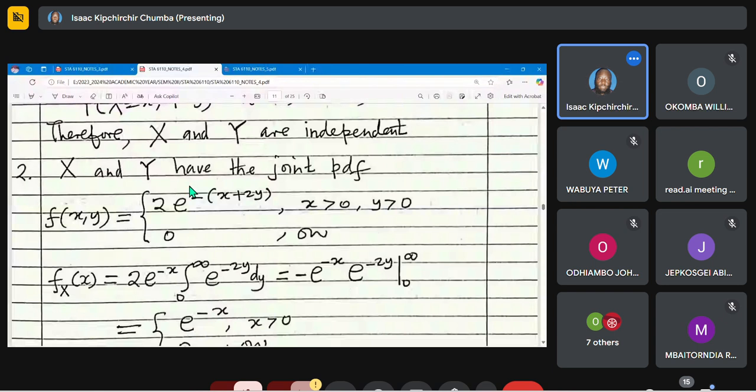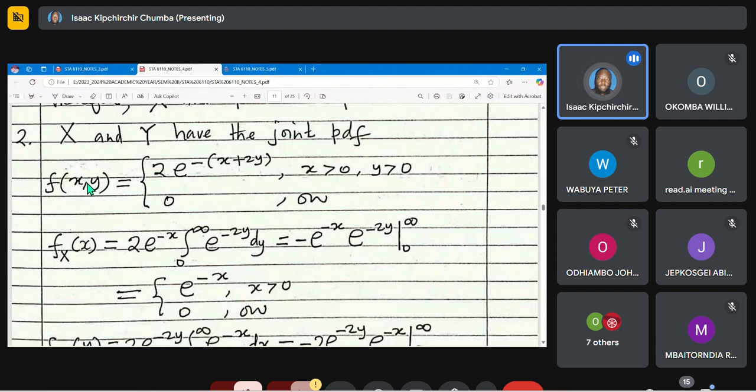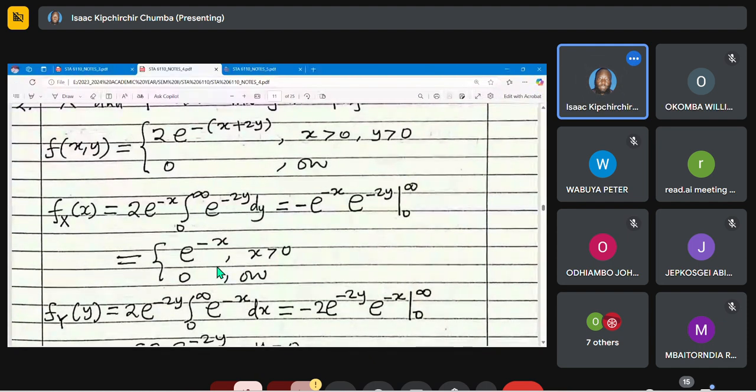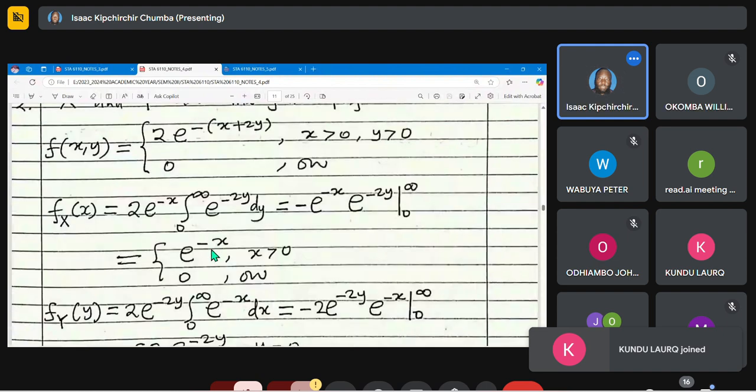The second one is the continuous case. We have the joint density for x positive, y positive, so this is defined in the first quadrant. You get the marginal of x by integrating the joint over y. You get the result, which is the marginal of x, an exponential. Then get the marginal of y by integrating the joint over x.